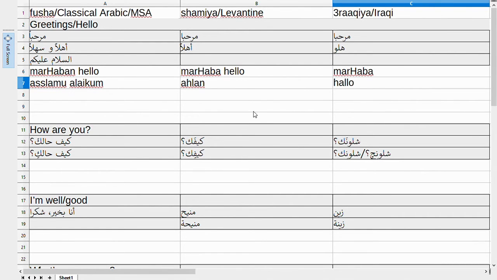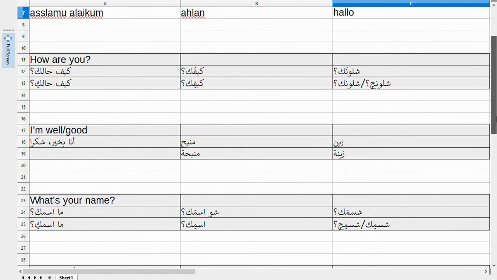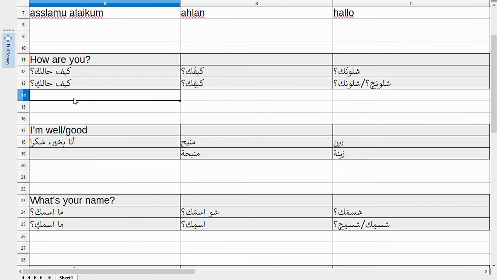Now, going a little bit down from there, let's get into how are you. In Fusha or MSA, it's going to be Kaifa Haluka for a male. A lot of times they'll just shorten it and not even put that last part in. And then for a female, it would be Kaifa Haluki. You can see here that we put the diacritical kasra and fatha, and notice that it goes after the kaf, after the K sound.